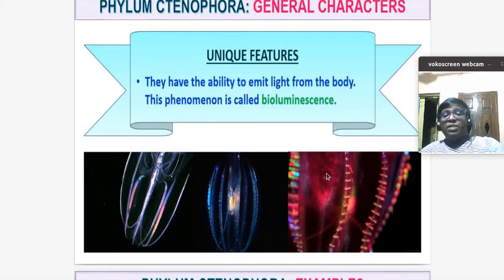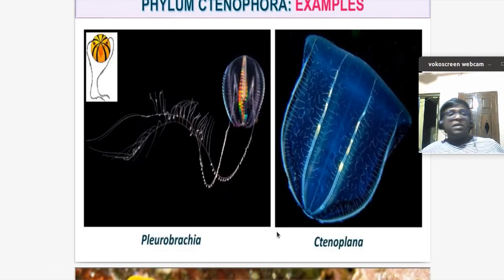So they exhibit bioluminescence. So this is Pleurobrachia. This is how Pleurobrachia looks. And this is the diagram that they have given in your textbook. And this is Ctenoplana. So Pleurobrachia and Ctenoplana, these are the examples that you have to remember for phylum Ctenophora.